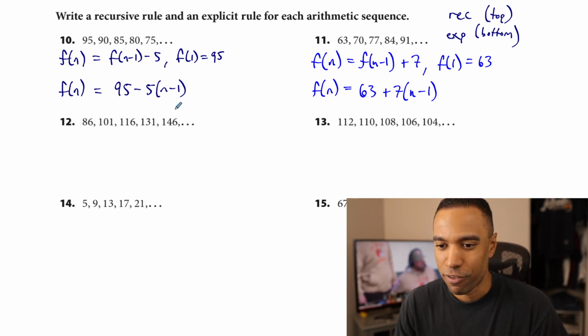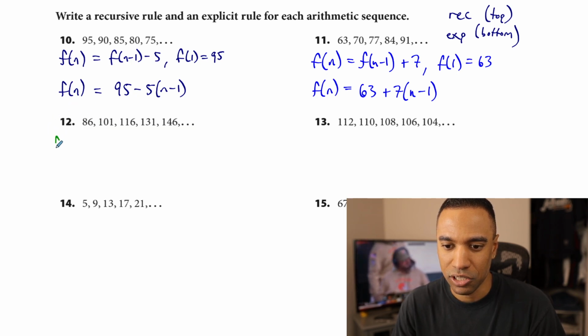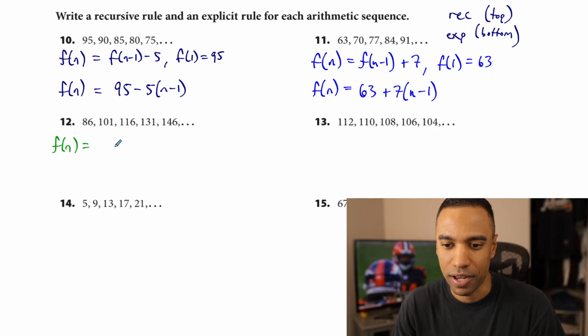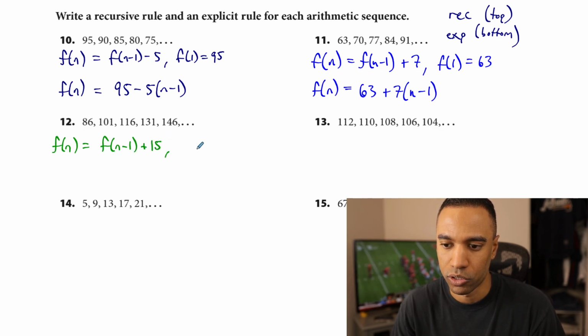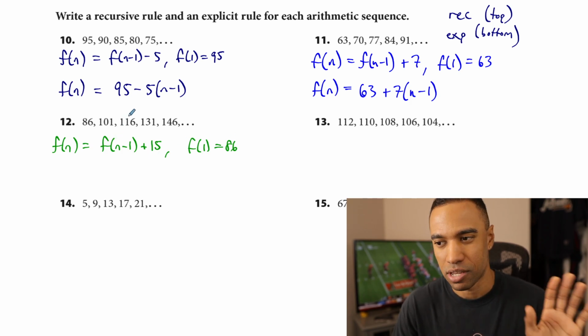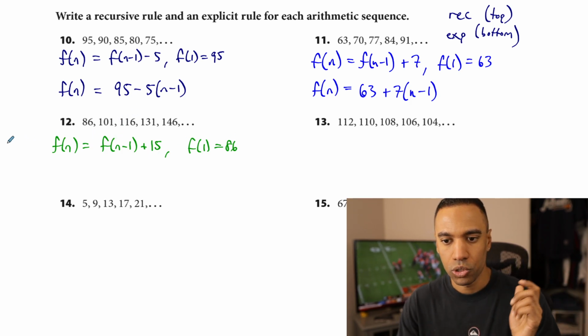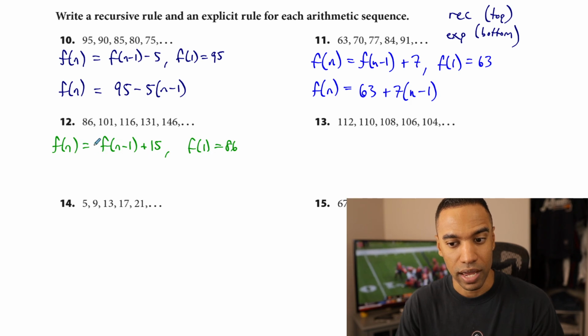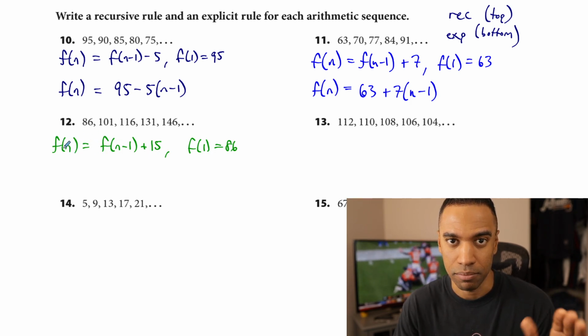All right, common difference of 15 here. First term being 86. Recursive on top, take the value of the term before it and add 15. We're going to start from 86 to do that. But I'm going to keep saying that stuff out loud because I feel like those who have trouble doing this might not understand what any of this is saying. And I'm saying it as I write it.